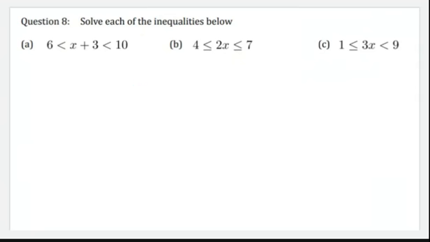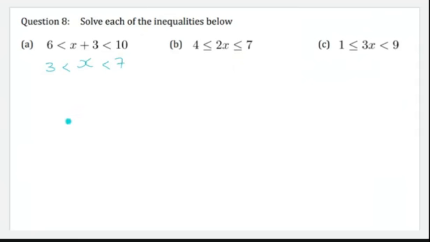Okay. So, just like the other equations, rather than doing the same thing to both sides, we're going to do the same thing to all 3 sides. So, for example, the first one, you minus 3 on the left, the middle bit, and the right hand side. Taking away 3 gives us 3 on the left, 3x, and is smaller than 7. So x is in between 3 and 7.